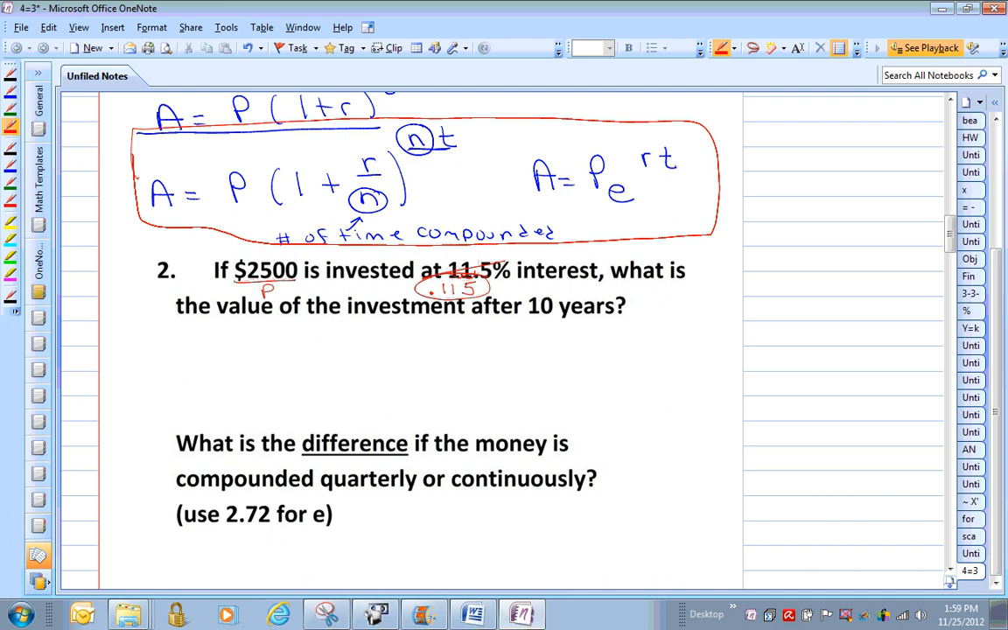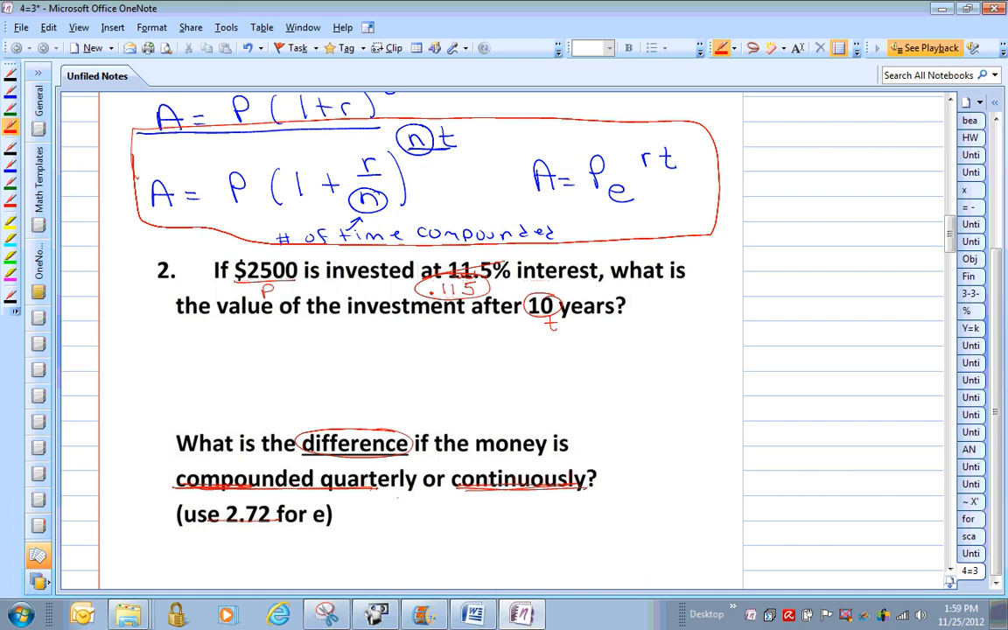What is the value in the investment after 10 years? And 10 would be time. The question goes on down here: what is the difference if the money is compounded quarterly or continuously? Compounded quarterly or continuously. So I think we need to find out what would happen if it's compounded quarterly, what the value would be if it was compounded continuously, and of course if we want the difference, our answer here is the subtraction of those two values. Well, you notice here also we're going to use 2.72 for e in our formula, because you will not have a graphing calculator. You'll only have the little blue calculators for this.